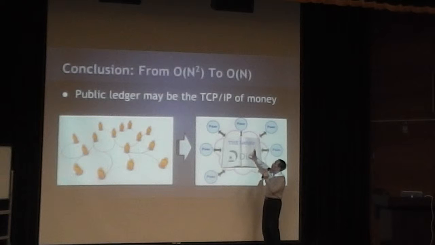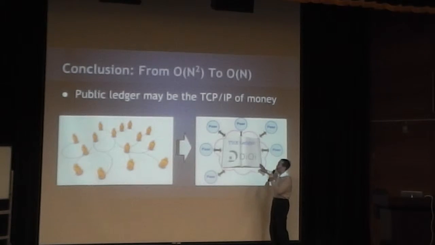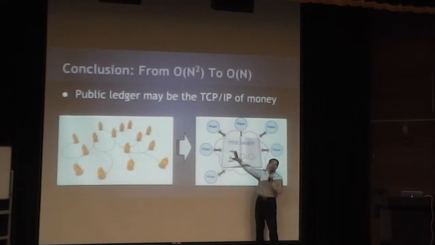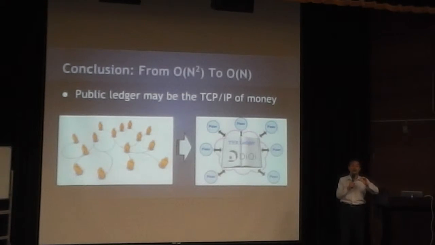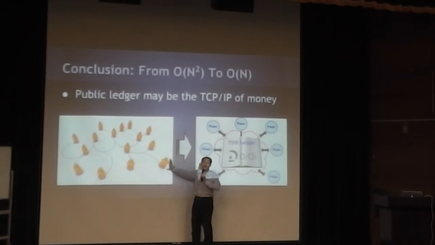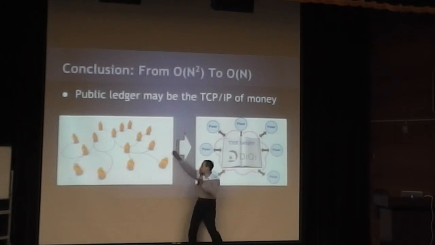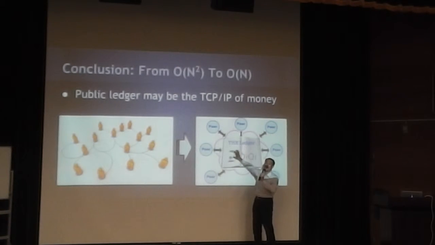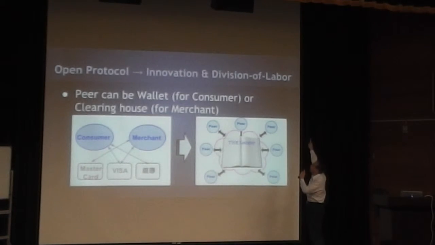And similarly, in the Internet 2.0 era, we believe the public ledger may be the TCP/IP of money, because as long as they have this public ledger that everyone trusts, then you have a simpler problem. Your complexity is lower. You eliminate the overhead of all the middlemen, and also you no longer need to be subject to the risk of the middleman, such as Visa. Before, you had to trust Visa or trust something because it's a closed system. Here in this open system, it's protected by mathematics, and then you trust this public ledger, and then you are done. And so this way, in this open protocol, this encourages innovation and the division of labor.